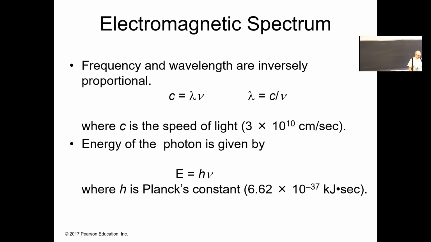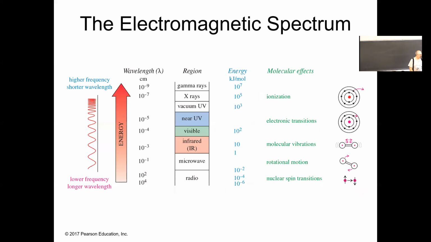Energy is proportional to frequency, but it's inversely proportional to wavelength. Energy equals h nu, where h is Planck's constant. Here is the electromagnetic spectrum. Okay, electromagnetic radiation covers a huge range of wavelengths, from very small gamma rays to very large radio waves. Radio waves can have wavelengths the size of one or more football fields.